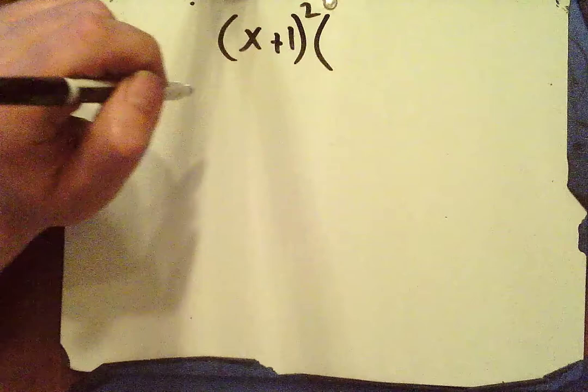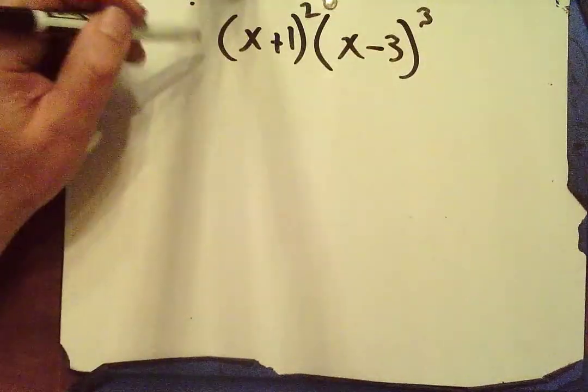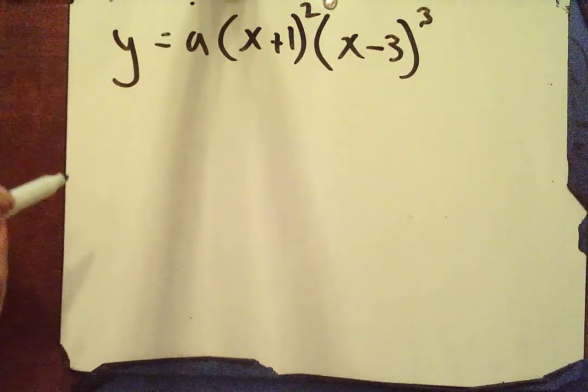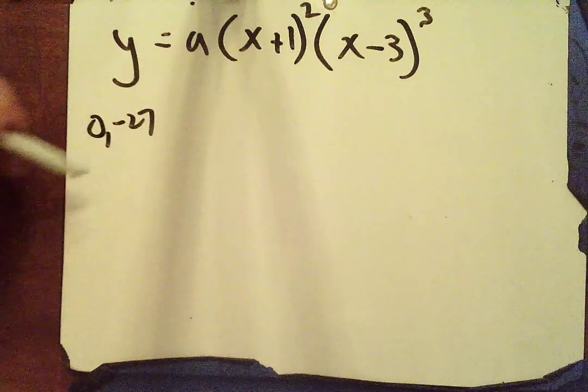Part B says we've got a bounce at -1 and a wiggle at 3, but we don't know our a value. So let's plug in the ordered pair (0, -27) and see what happens.